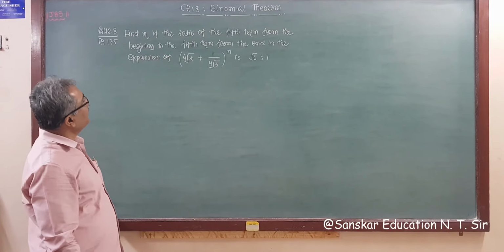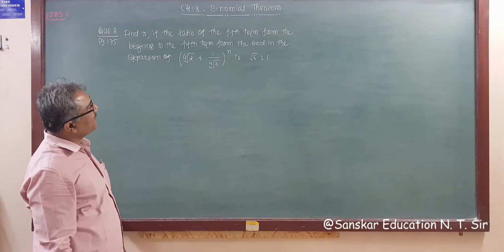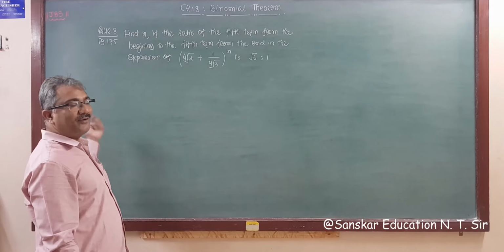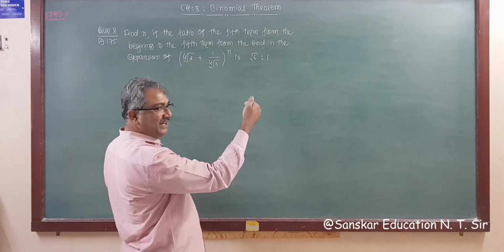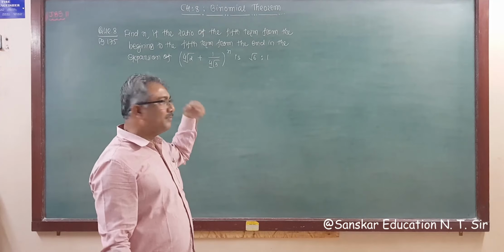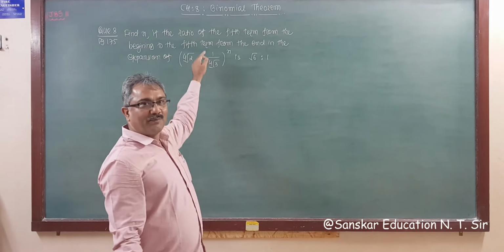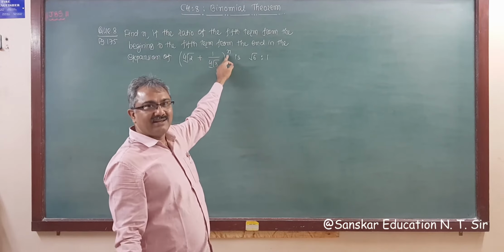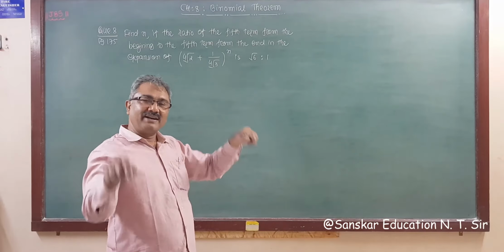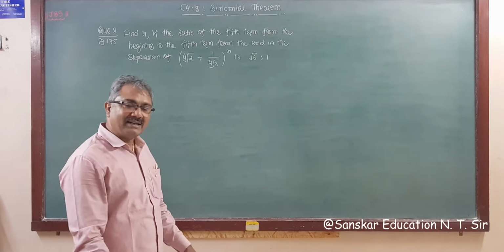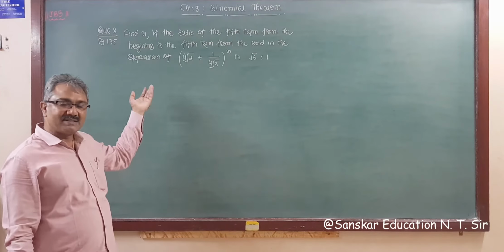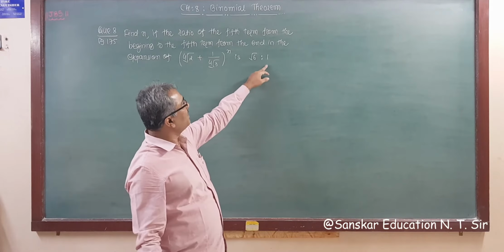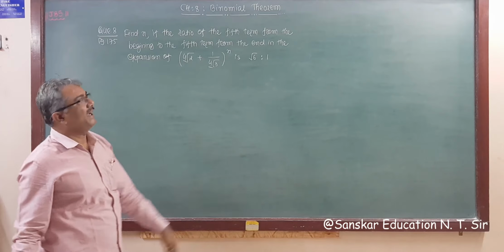Find n if the ratio of the fifth term from the beginning to the fifth term from the end is √6:1. So from beginning and from end. So for from end, what will we do? इसको रिवर्स कर देंगे. 1/4√3 plus 4√2 whole to the power n, और इसका फिफ्थ टर्म फाइंड कर लेंगे तो हमको फ्रॉम n का फिफ्थ टर्म मिल जाएगा. जैसे हमने प्रीवियस वीडियो में किया था वैसे करेंगे. And taking the ratio √6:1, then we get the value of n.